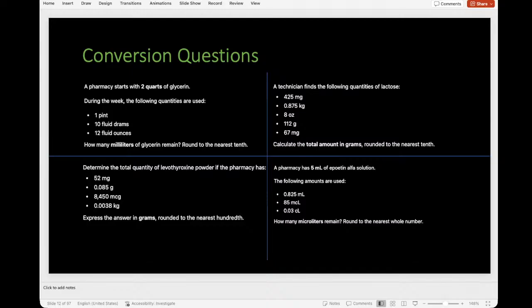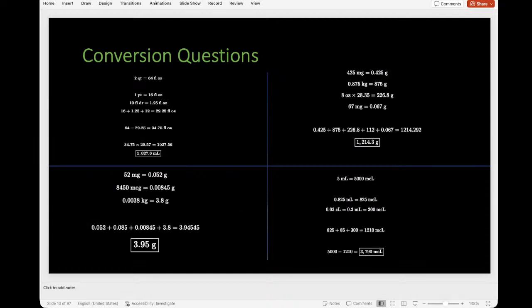The next part is really the conversion questions, just converting between different conversions and the quantities, looking at these different conversions. These are some more practice prompts for you all. And then here are the solutions to them.